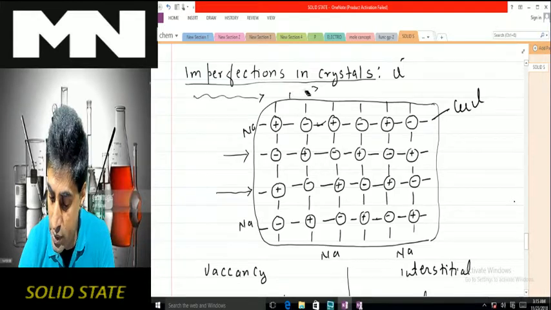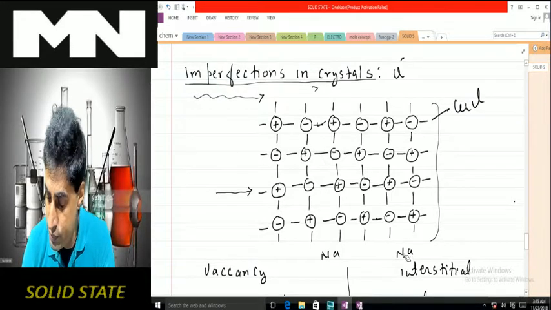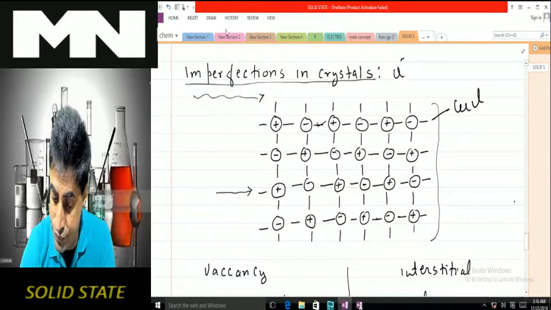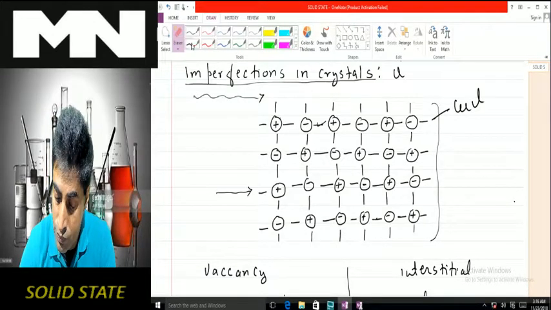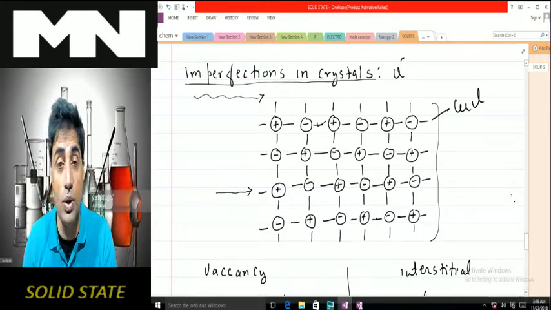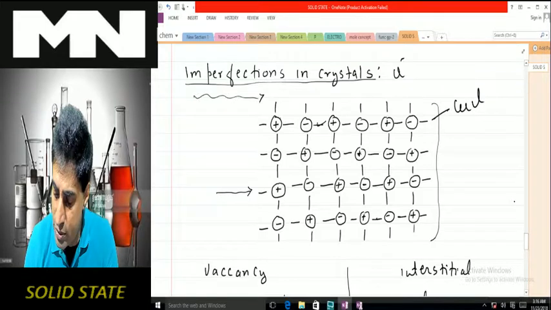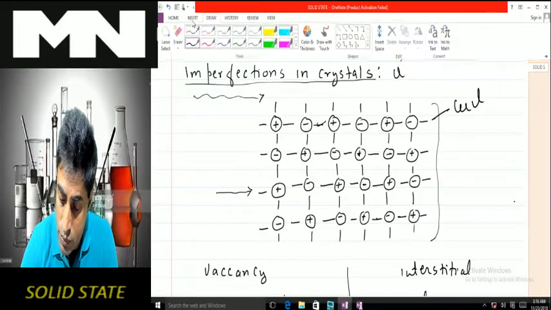So there is no sodium in this case. This is altogether a different crystal. This is a cuprous chloride crystal. In this case, what is happening? Some of the chloride ions, some of the Cu positive ions, they are moving out. Some of the cations are found missing from their respective position.